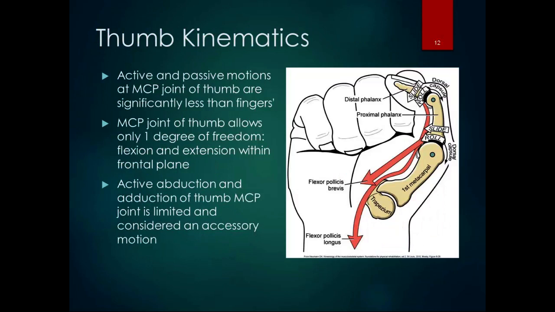The thumb kinematics, active and passive motions of the metacarpophalangeal joint of the thumb are slightly less than the fingers. So most of our motion comes from the CMC joint. The MCP joint of the thumb has only 1 degree of freedom. It can only do flexion and extension within the frontal plane. It doesn't do ab and adduction. The motion that looks like ab and adduction of the thumb of the MCP joint is really of the CMC joint. So active abduction and adduction of the thumb MCP joint is very limited, and it's considered an accessory motion of the CMC joint.